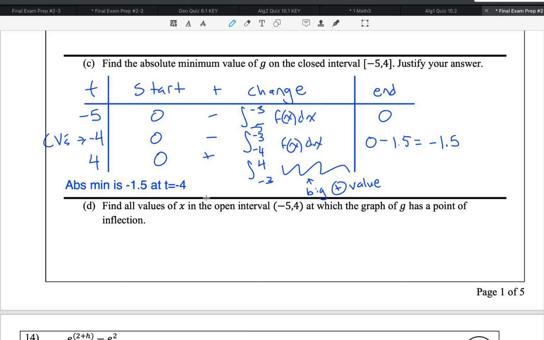No? All right. Part D, find all values of x in the open interval at which the graph of g has a point of inflection. So we're just going to go ahead and do g inflection point. Definition, Andrea, is g double prime, a sign change. All right, so what is g double prime? Well, we know g prime is equal to f. Therefore, g double prime must be f prime.